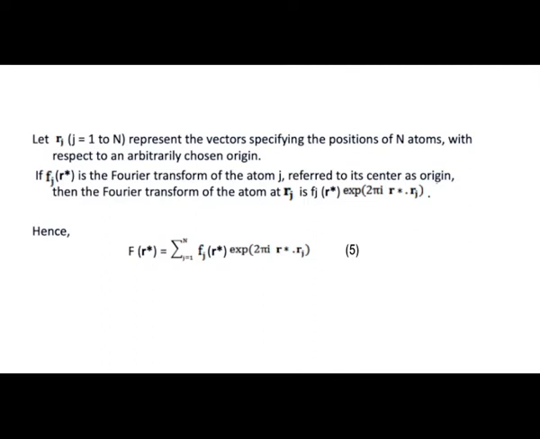Now if we denote r_j, where j runs to n atoms in the unit cell, to represent the vector specifying the position of n atoms with respect to an arbitrarily chosen origin, and if f_j of r star is the Fourier transform of the atom j referred to its center as origin, then the Fourier transform of the atom at the r_j atomic site is f_j of r star multiplied by the kernel e power 2 pi i r star dot r_j. In other words, we get equation 5 as f of r star equals summation j equal to 1 to n f_j r star exponential 2 pi i r star dot r_j.